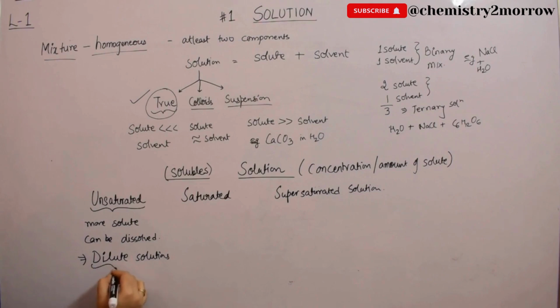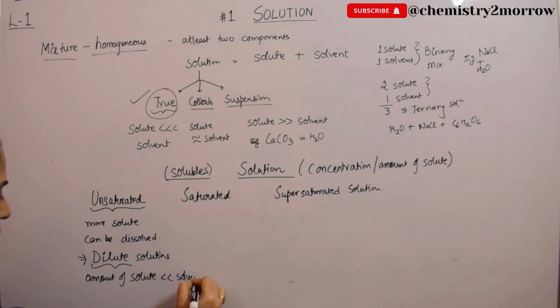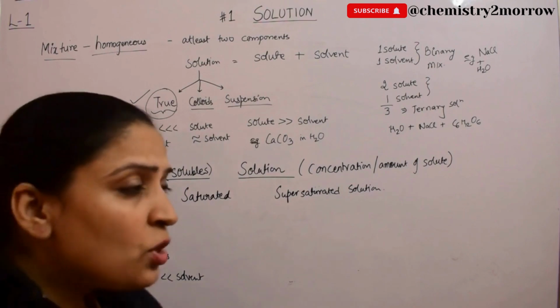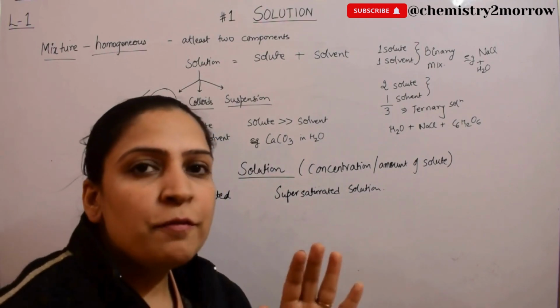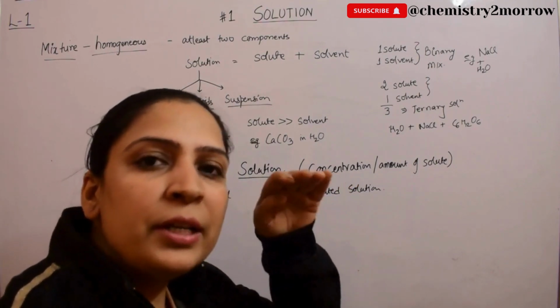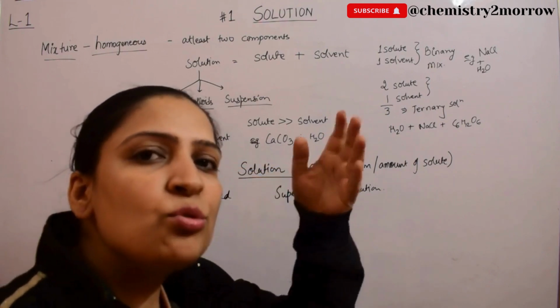Dilute solutions are those where the amount of solute is very small as compared to the solvent. So those are unsaturated. Saturation in itself means completely filled. It has no more space to take.